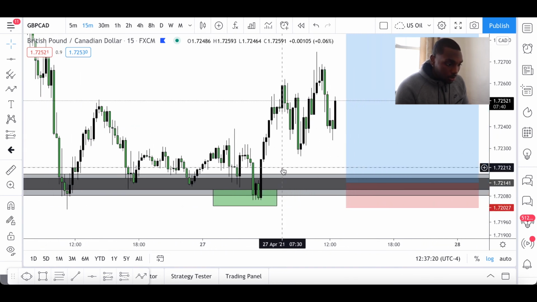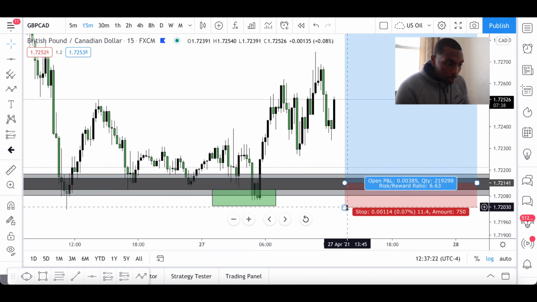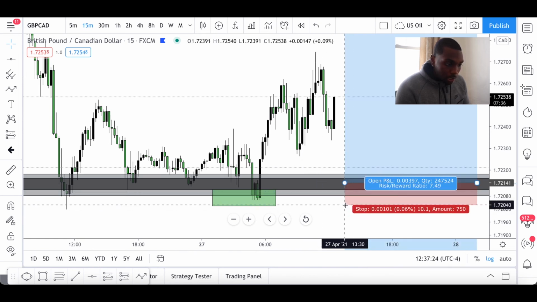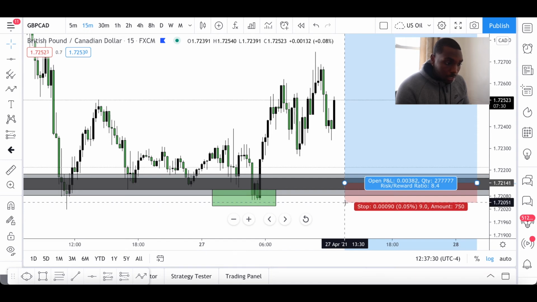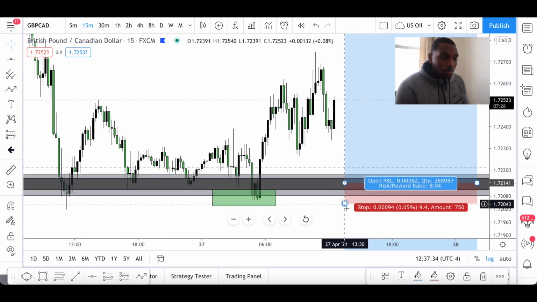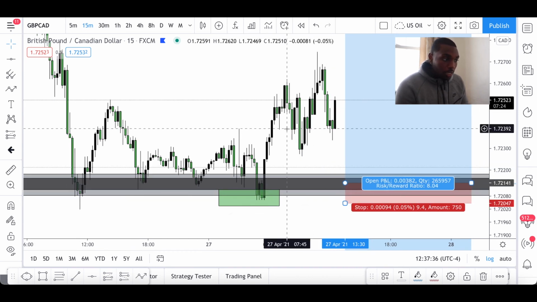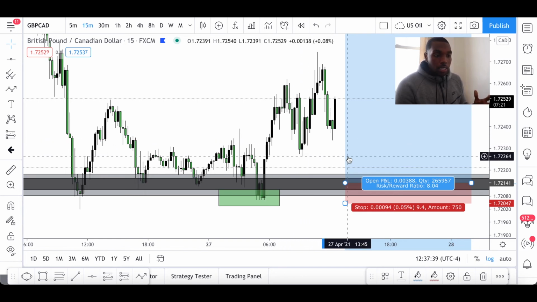See how I'm on a 15. This stop loss could have been bigger, but now I can squeeze it a bit smaller. So now I can get it from 11 to about 10, which also increases my gain, as you guys can see. Not even 10, almost 9 pip stop loss. So this now would be my stop loss.